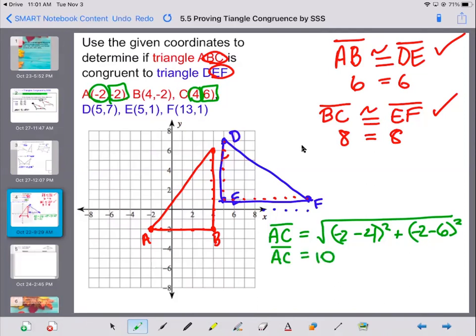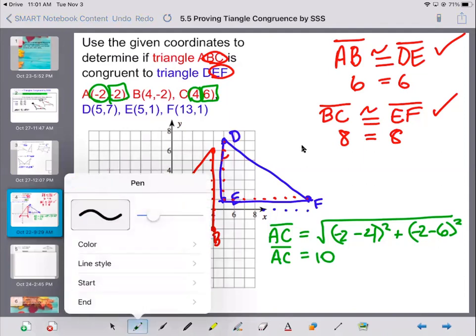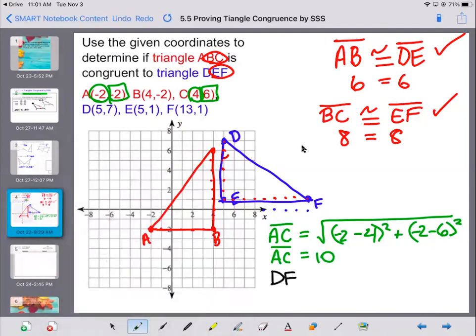So segment DF, I'll do it in another color. When I do DF, I'm still going to look at the X values together and then the Y values together as well, making sure I do minus in between and then a plus in the middle. All right, so from D to F, I'm looking at 5 and 13.